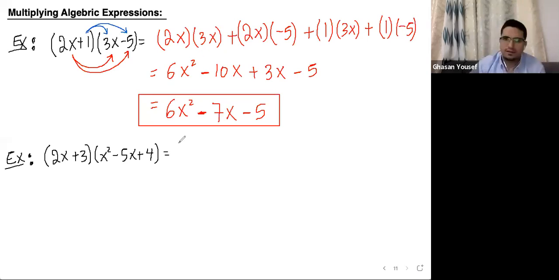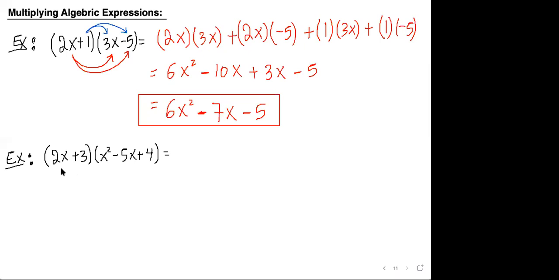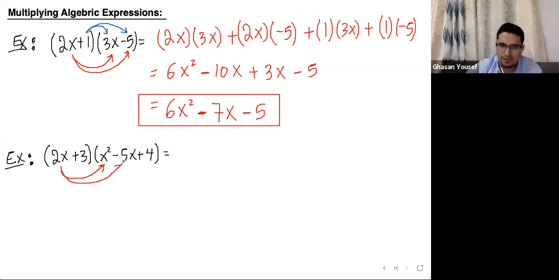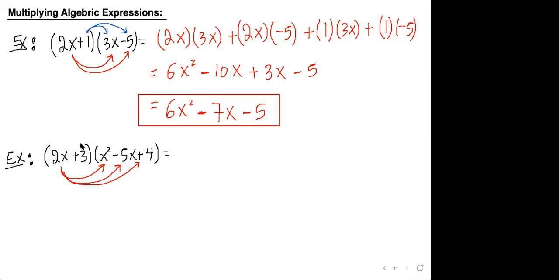How can we do this one? Can you give me the steps, a hint of how we can do this one? First we multiply 2x by x to the power 2, then negative 5x, and then 4. So we multiply the first term by all the terms in the second parentheses. Okay, nice. Perfect. Then what do I have to do? So this is the first step. You do the same for the 3 as well. 3 the same.